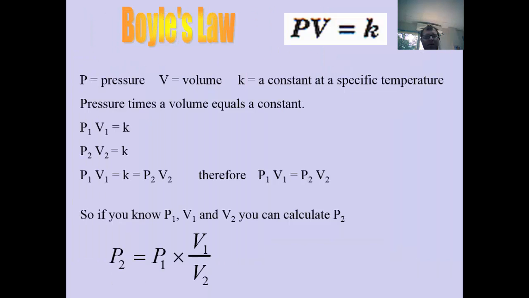And this came as a result in Boyle's Law. Pressure, volume, and K, which is a specific constant at a specific temperature, always equals the same number. And that means if you have two gases where the temperature has been the same, pressure 1 and volume 1, if I change the pressure, I should be able to work out the volume, assuming the temperature is kept the same.